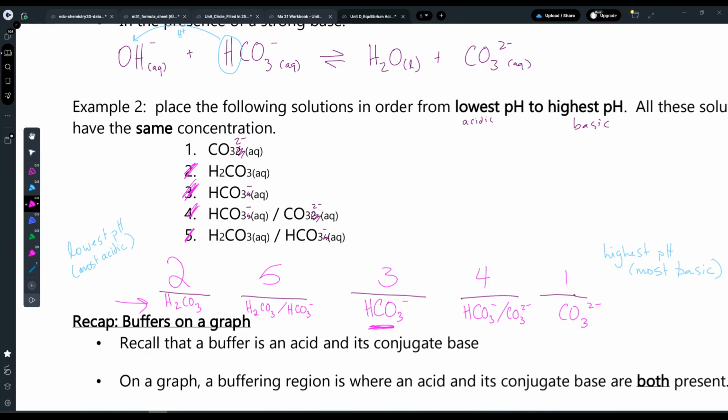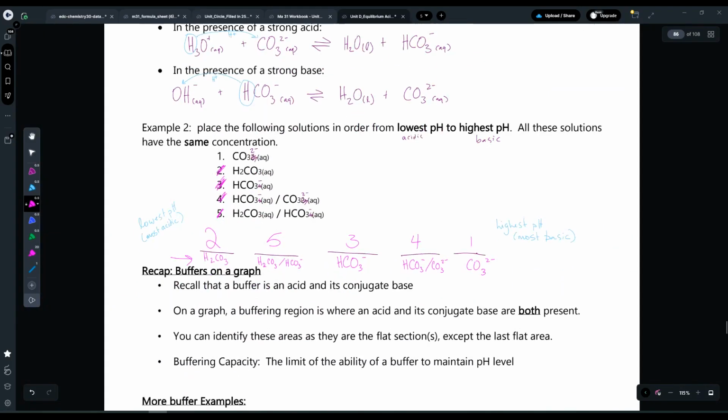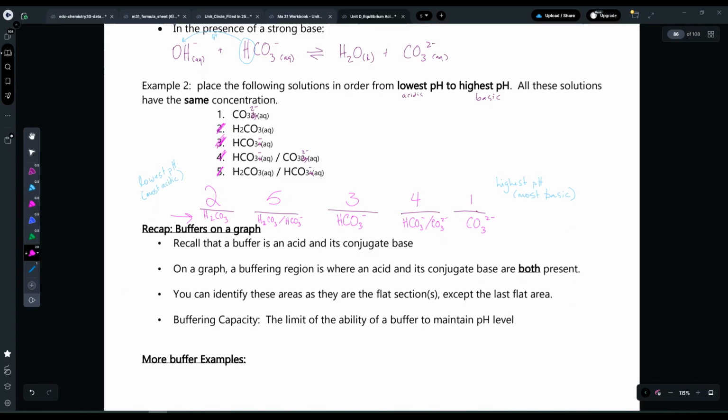Our species in the middle here is just pure hydrogen carbonate. It could either act as an acid or a base, either or. It's amphiprotic. However, the next solution is going to have a mix of hydrogen carbonate with carbonate ions, and then last but not least, carbonate ions that can only act as a base, or a weak base, sorry.